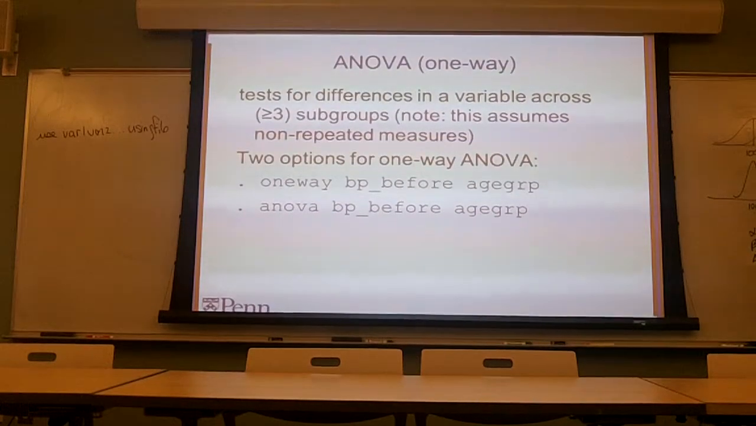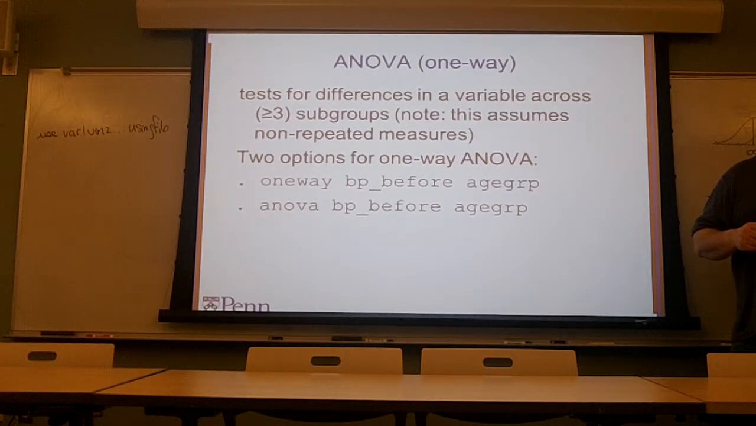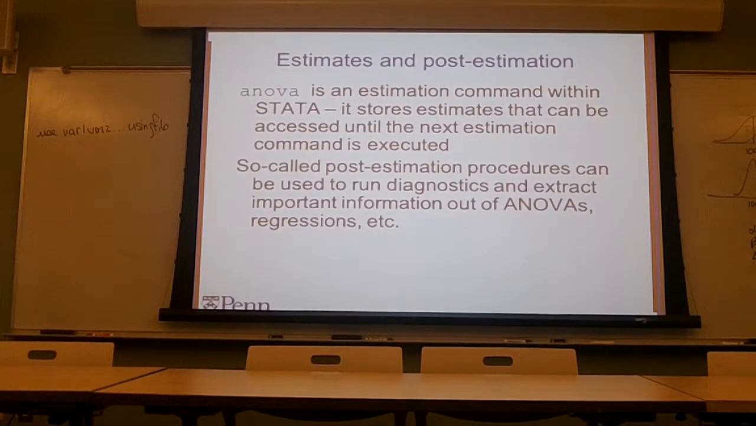So do you guys know if you can use an ANOVA if you have two groups? Yeah, you can, right? You don't have to have 3 or more, because an ANOVA and a t-test are the same thing when you have 2 groups. Okay, all right.